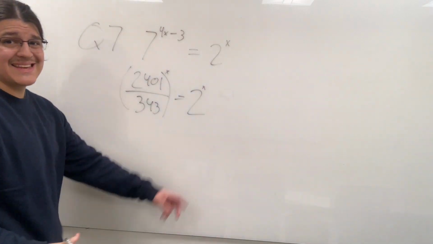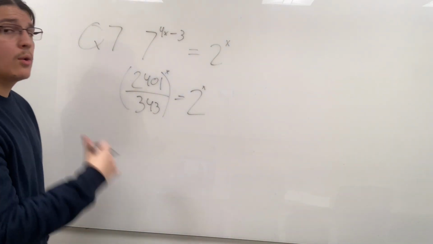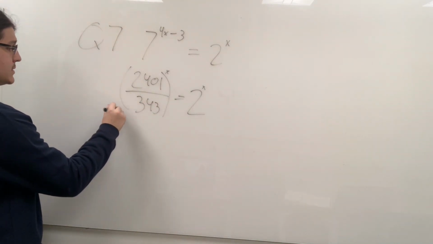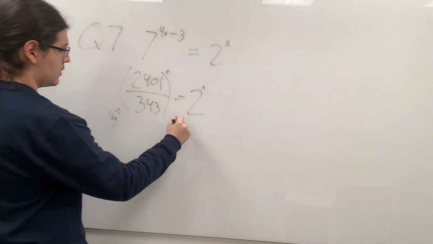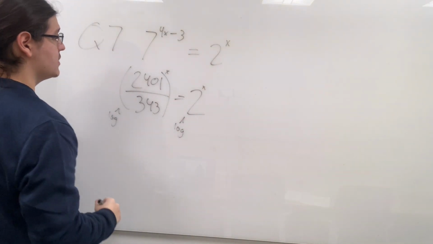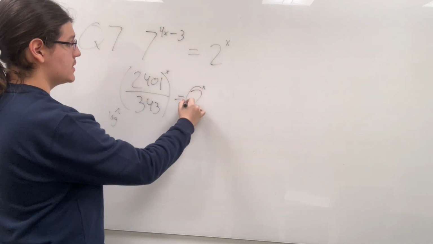We need a way to get the x's down to the floor so we can start doing math with them. And how we do this is that we apply a log to both sides. Get a log in there, get a log in there. Because when we have a logarithm and there's a power inside of it, we can take that power down front.